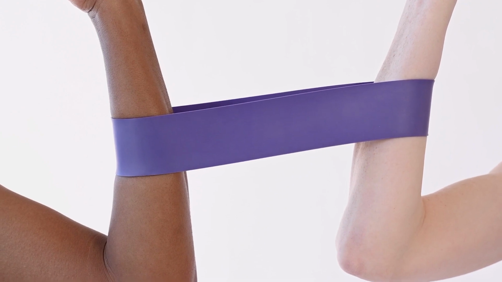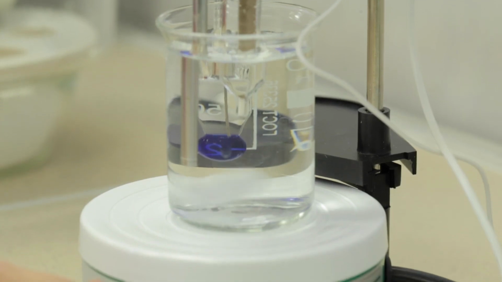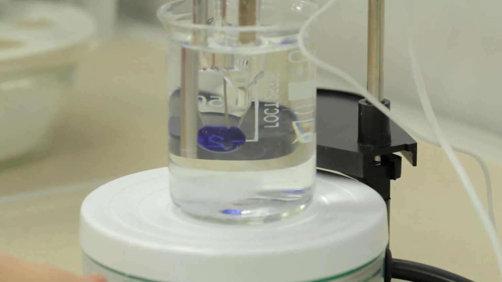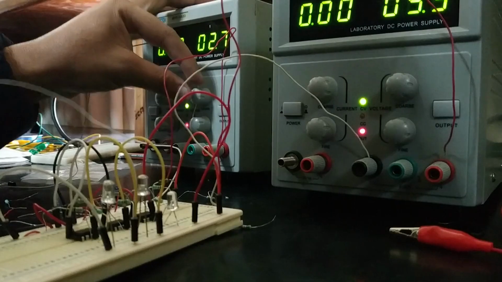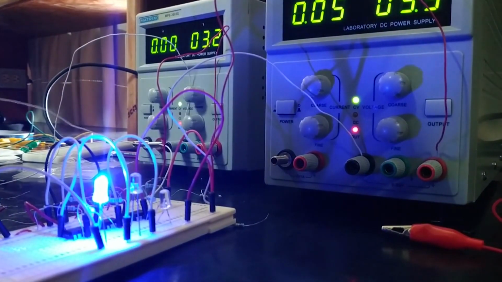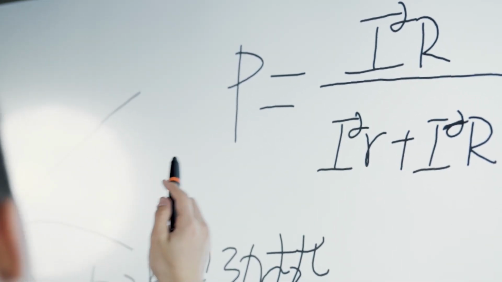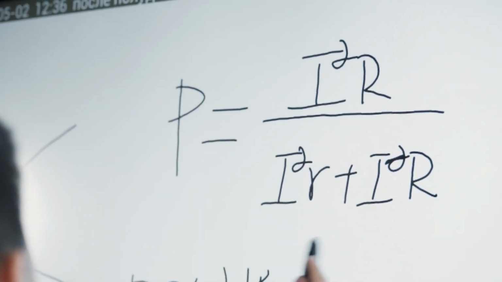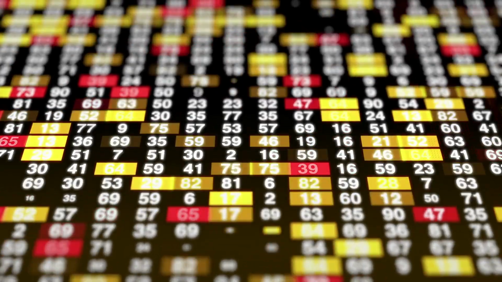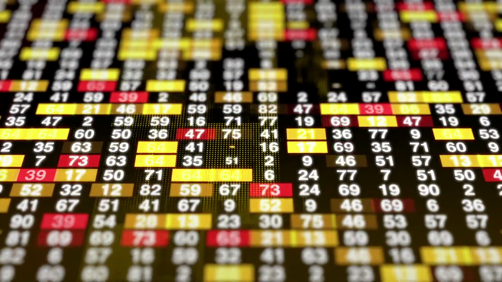Material. Different materials offer different levels of resistance. Conductors like copper have low resistance, allowing current to flow easily, while insulators like rubber have high resistance, blocking current flow. 2. Length. The longer the conductor, the higher the resistance. 3. Cross-sectional area. The thicker the conductor, the lower the resistance. 4. Temperature. As temperature increases, resistance usually increases for conductors.